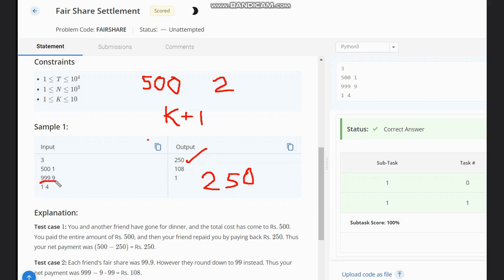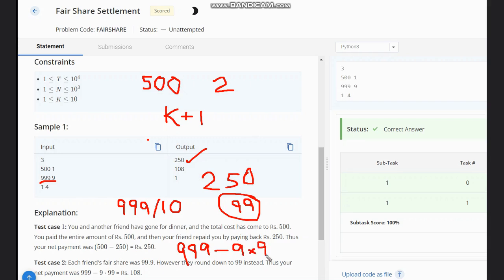Now in case of 999 and 9, the total amount is 999, and when you divide it by 10, because 10 members are there, it will be 99.9, which will be rounded off to 99. So this much is paid by each member. Now 9 members paid, so it will be 999 minus 9 into 99, and when you do this you get 108 as the answer. This is the amount paid by you. As each member pays 99, 9 members pay 9 into 99, and this amount is subtracted from the total amount to get the amount which you will pay.